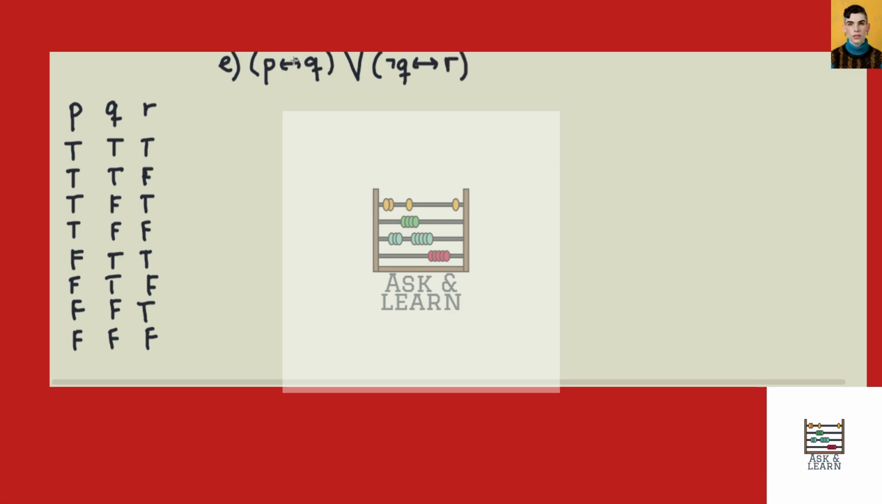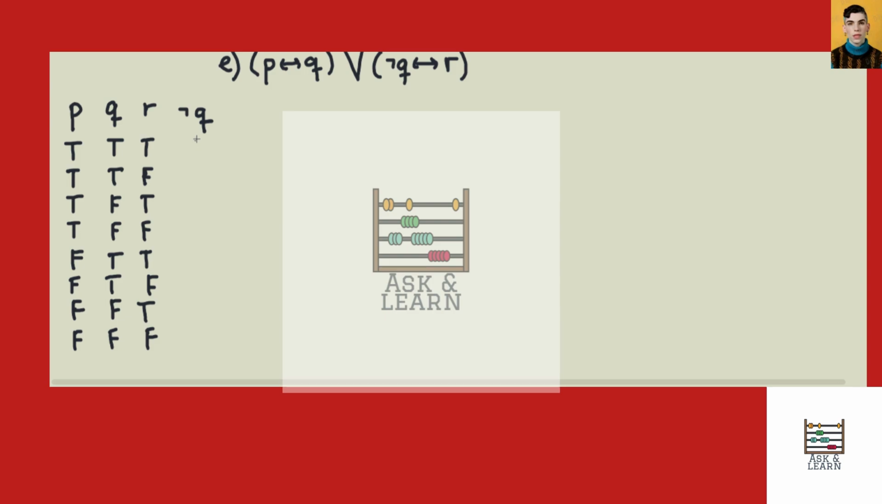So looking at this compound proposition, we know that we have four individual propositions. We have P, Q, negation of Q, and R. Here we already have three of them written. Let's write the fourth, which is the negation of Q. Again, the negation of Q truth values are the opposite truth values of Q. So we're looking at Q here, and we write the opposites.